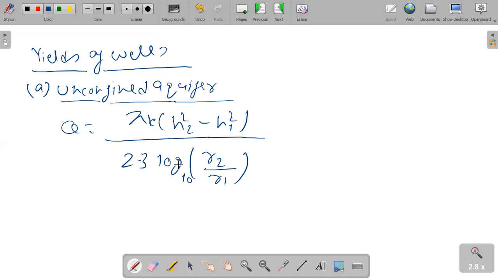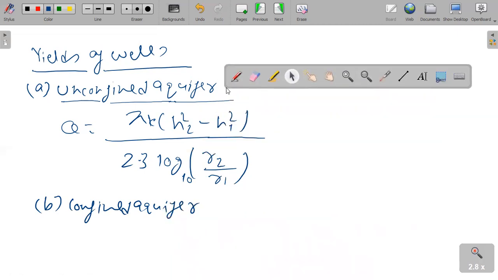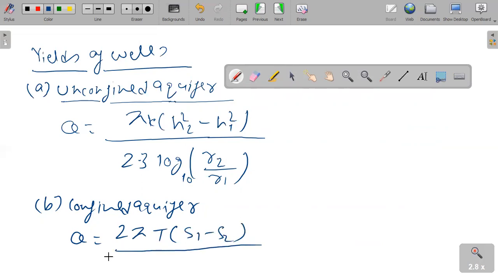Now for a confined aquifer we have the formula Q is equal to 2 pi T (S1 minus S2) upon 2.3 log R2 by R1 to the base 10. So this is it for the confined aquifer.